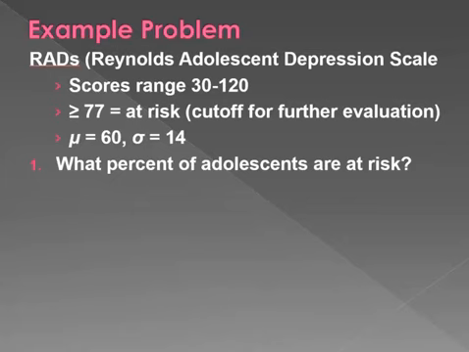And I should also stress that the purpose of this particular scale isn't to diagnose adolescents with a particular disorder or diagnose them as having depression. Rather, it's to assess the symptoms to determine whether they are at risk for developing depression. And so the way this works is that any kid that scores a 77 or higher is at risk for developing depression.